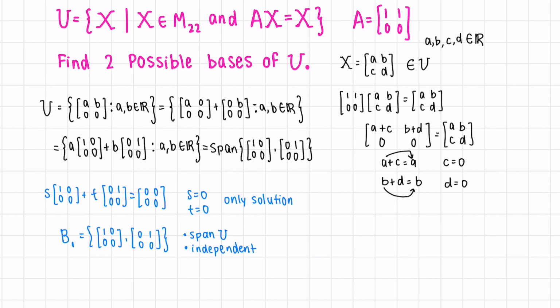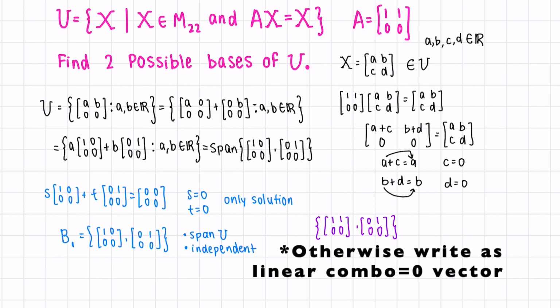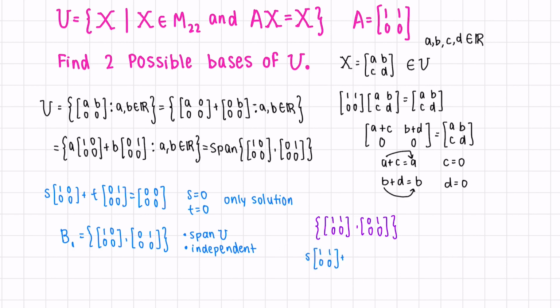To find a second possible basis, we need two matrices that are in our set U that are independent. So let's try [1, 1; 0, 0] and [0, 1; 0, 0]. These matrices both are in our set U, and they're not the same matrix, and they're not multiples of one another, so we can conclude that they're independent. To show this explicitly, we can write it as s times the first matrix plus t times the second matrix equals the 0 vector. Now, what two equations do we get? If we were to add them together, we get [s, s plus t; 0, 0]. So s equals 0 and s plus t equals 0. Therefore, t must also equal 0. So these matrices are independent.